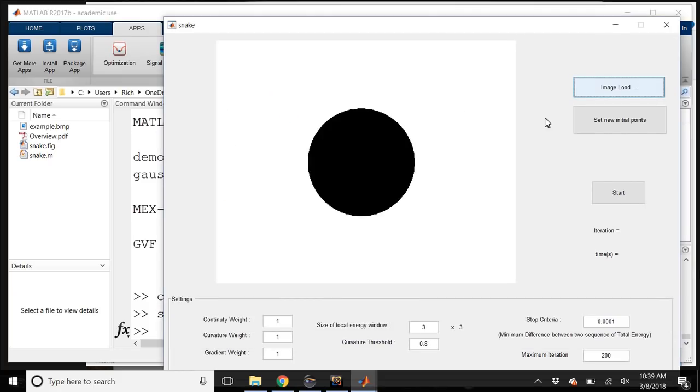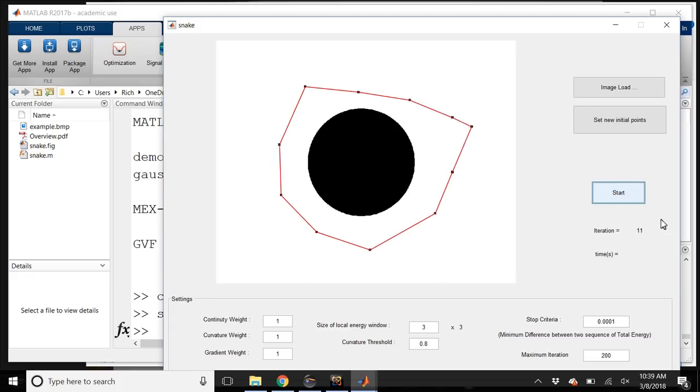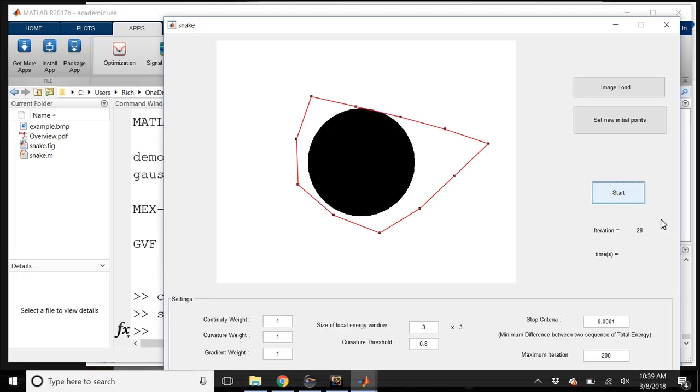Here, all I'm going to do is draw some initial points around the boundary. And then I'm going to start my snake evolving. Come on, red point, come on. And eventually, this thing will snap around the circle, like so, right? It's still kind of adjusting minorly. It took 133 iterations to do that.